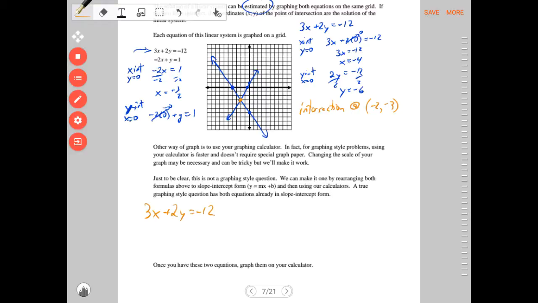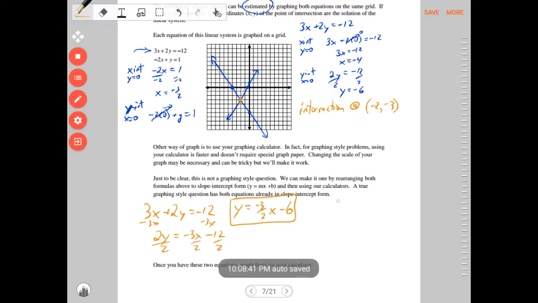So remember, if we want the y all by itself, I have to get the x to the other side. So 2y equals -3x minus 12, and then divide by 2. So then y equals -3 halves x minus 6. Okay, so there's my one equation.